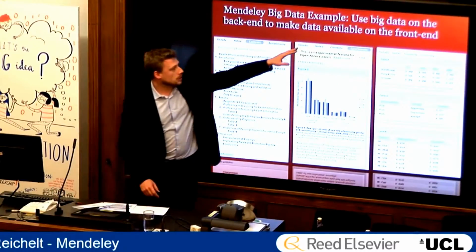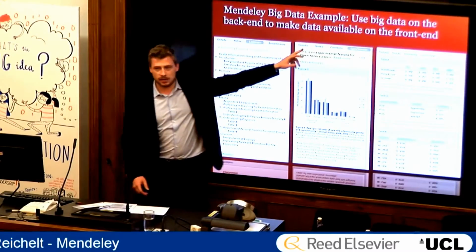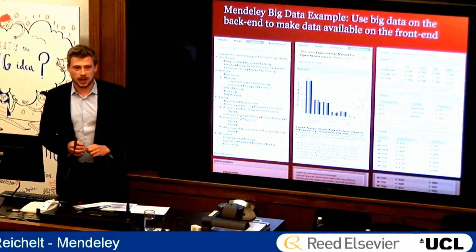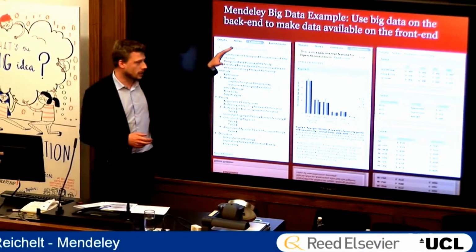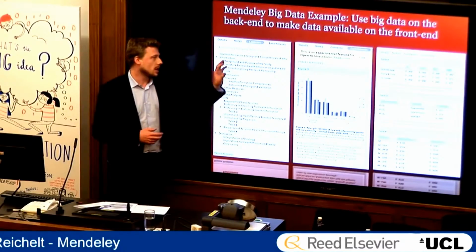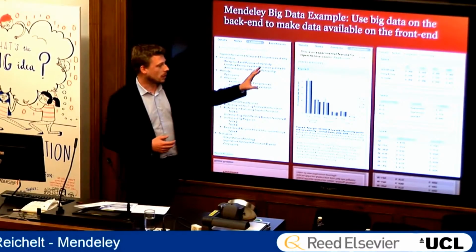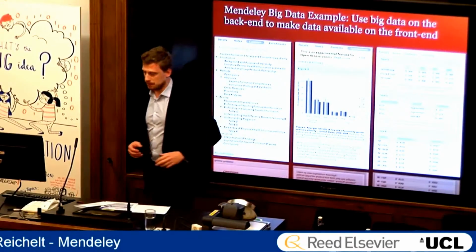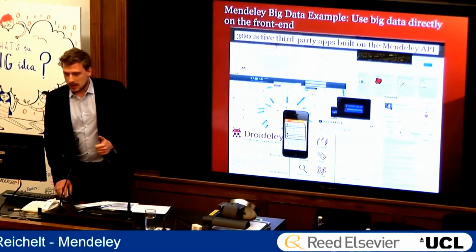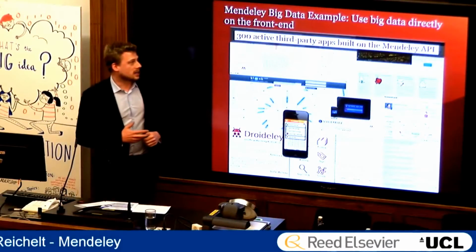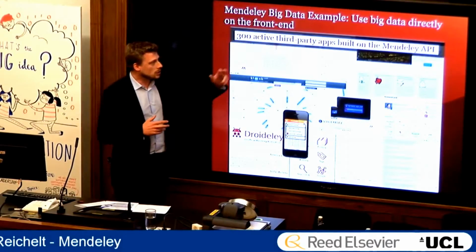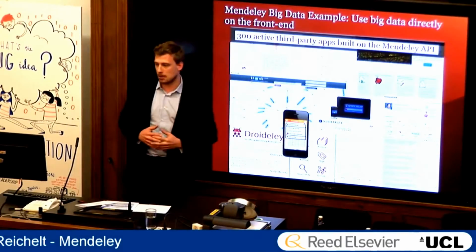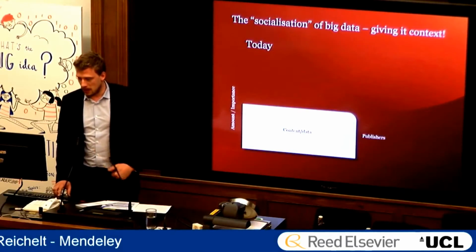Second example is we use big data on the back end to make data available on the front end. So what that means is we data mine research documents and try to extract from those documents, for example, the table of contents, graphs, and other tables. And the third example I want to give here is we also use big data directly on the front end. As I said earlier, we have this third-party application ecosystem.